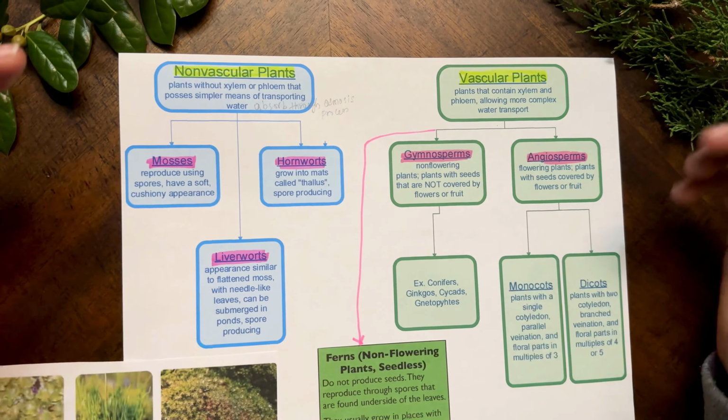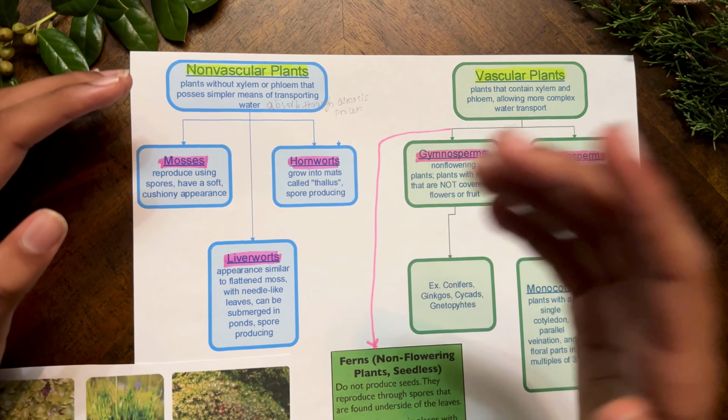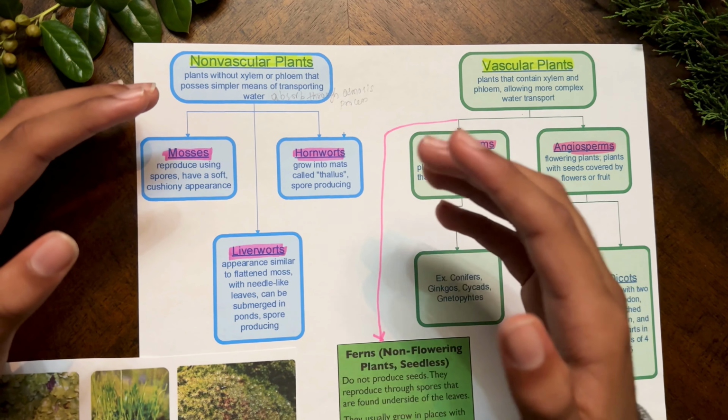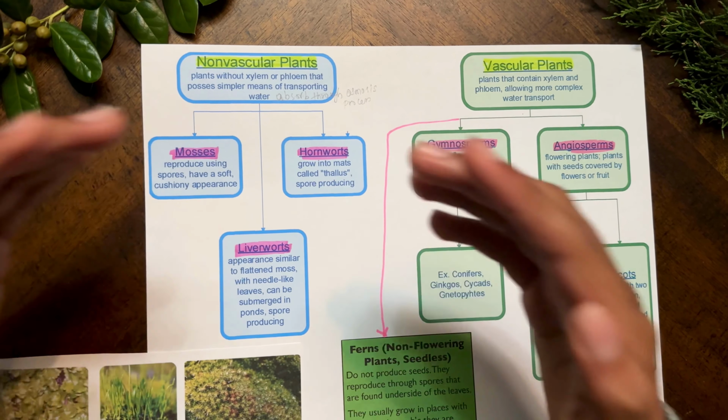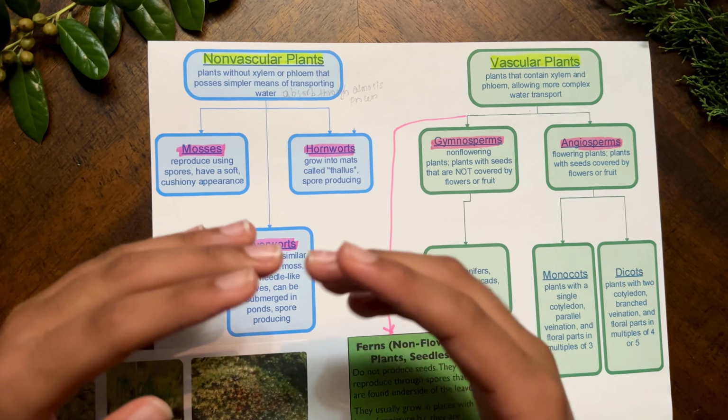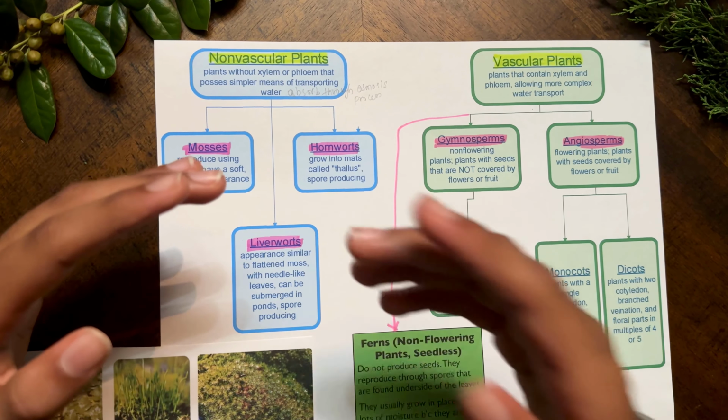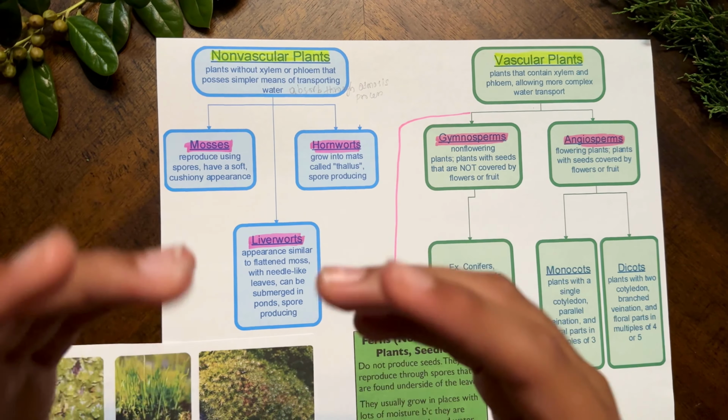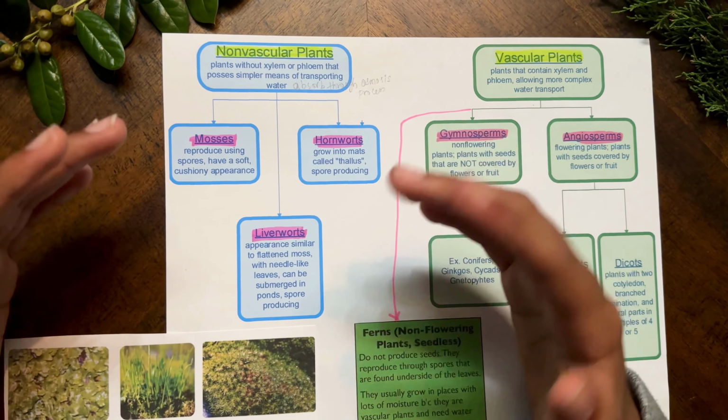Non-vascular plants do not contain the xylem or phloem, or in other words, they don't contain the vascular bundle. However, they have a simpler way to gain nutrients, and that is through absorption. They kind of act like a sponge if you think about it.